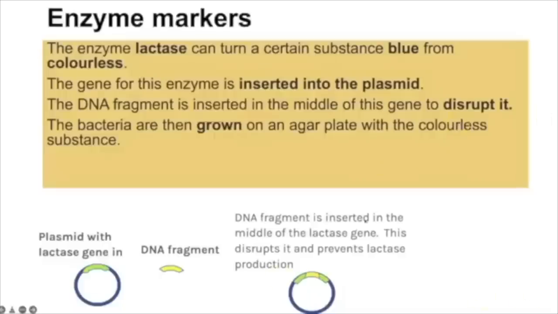And any colonies that can turn the colourless substance blue must be the ones that contain the original plasmid without the DNA fragment. However, any that cannot catalyze that reaction of going from colourless to blue, so the colonies remain colourless, must contain the DNA fragment because the enzyme gene was interrupted. So those would be the bacteria that you would then remove and grow large quantities of.